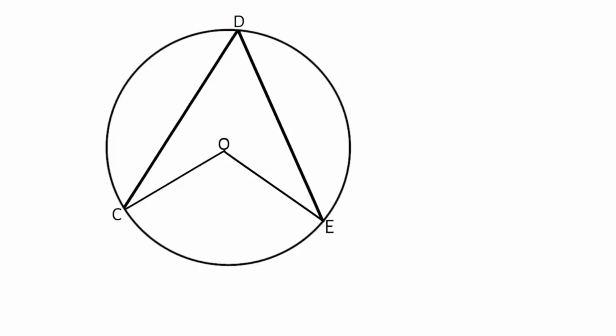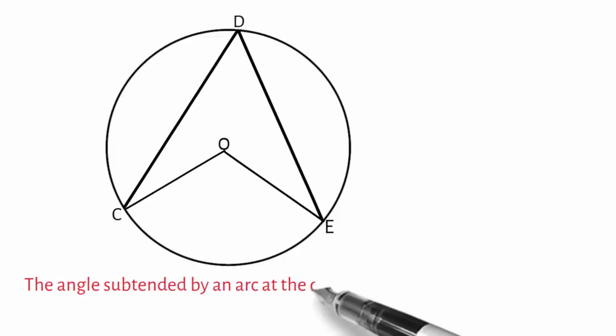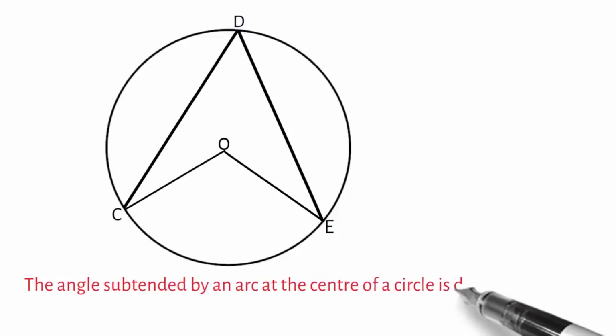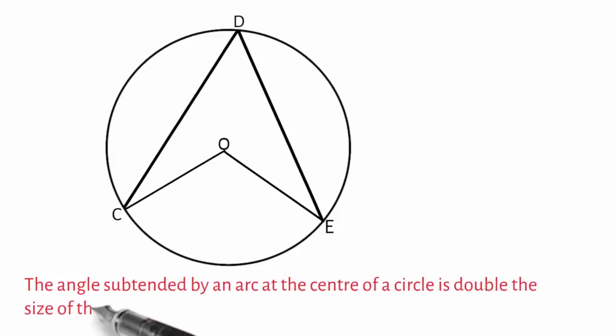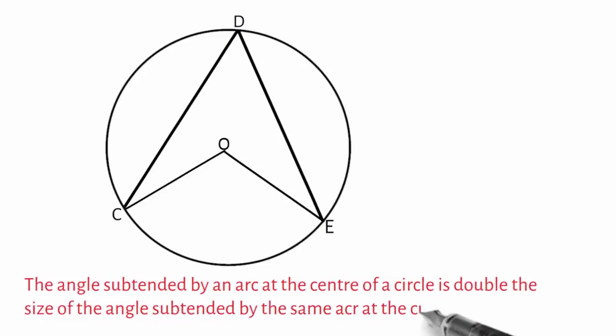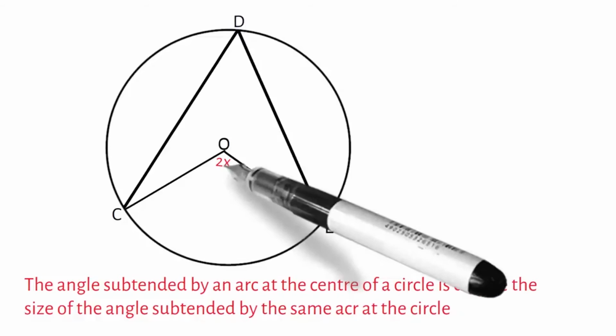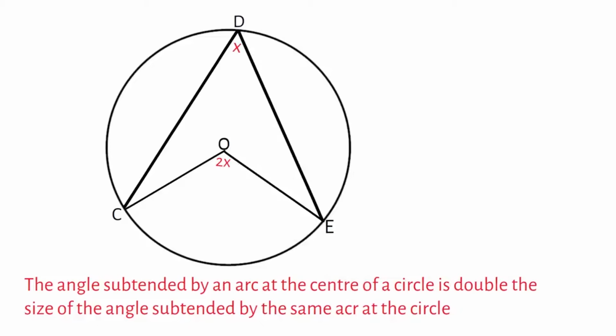Here's another theorem. Here we have a kite-looking shape. Now the theorem goes, the angle at the center is twice the angle at the circumference. And this is the case with this figure. Now the angle at the center would be COE, with O twice the size of angle D on the circumference.